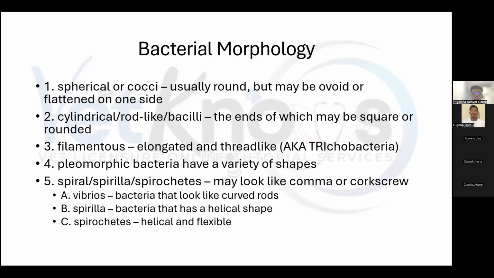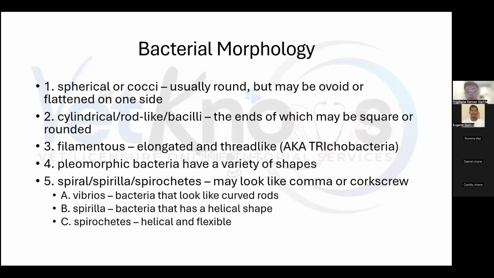Okay. So, morphology. Na-mention na natin kanina yung size ng bacteria. Ulitin lang. So, millimeters kapag colonies na ang pinag-uusapan and micrometers kapag individual bacterial species. So, shapes. So, spherical or cocci. Ayan. Then, cylindrical or rod-like for bacilli. Also take note, several bacterial species are pleomorphic or they may have two forms.